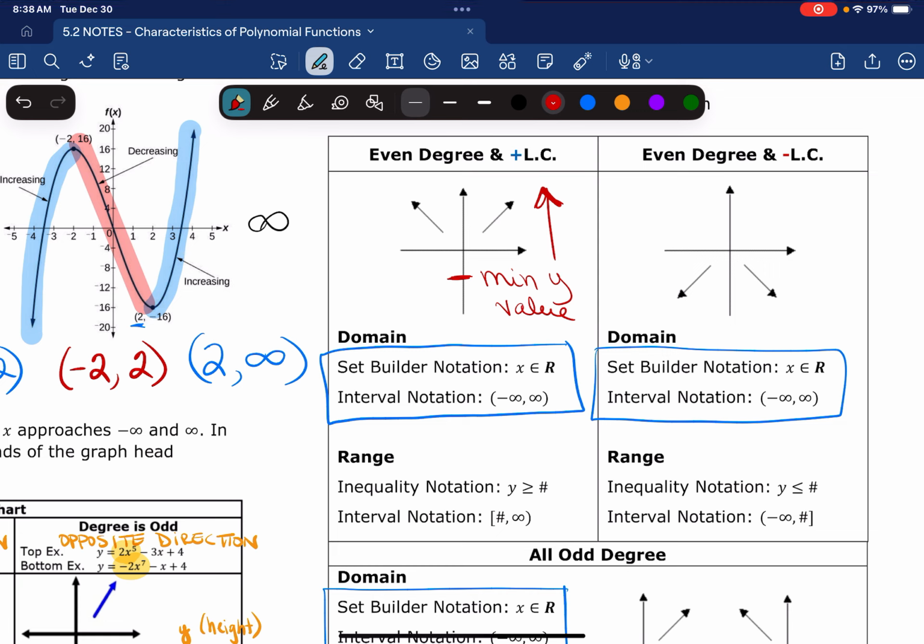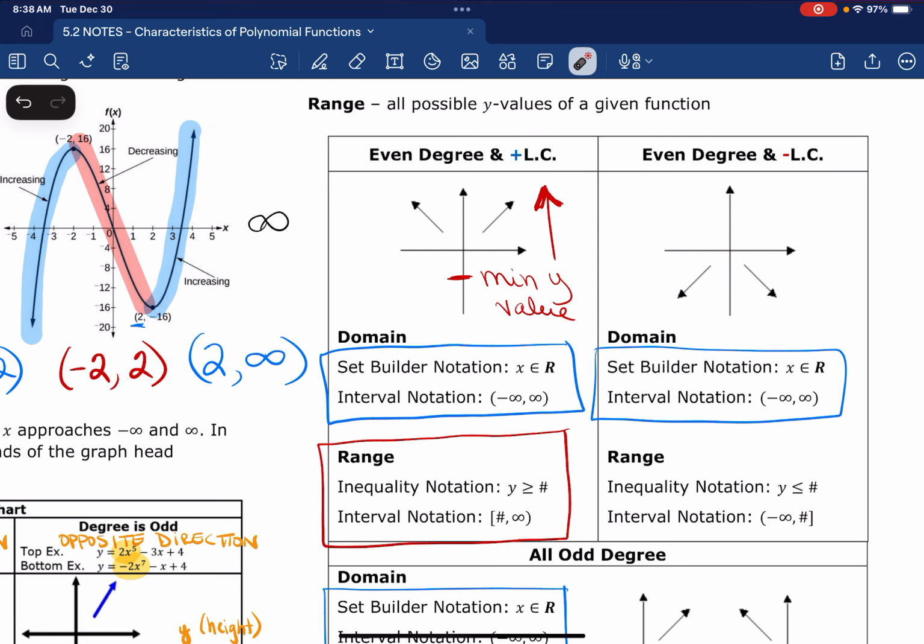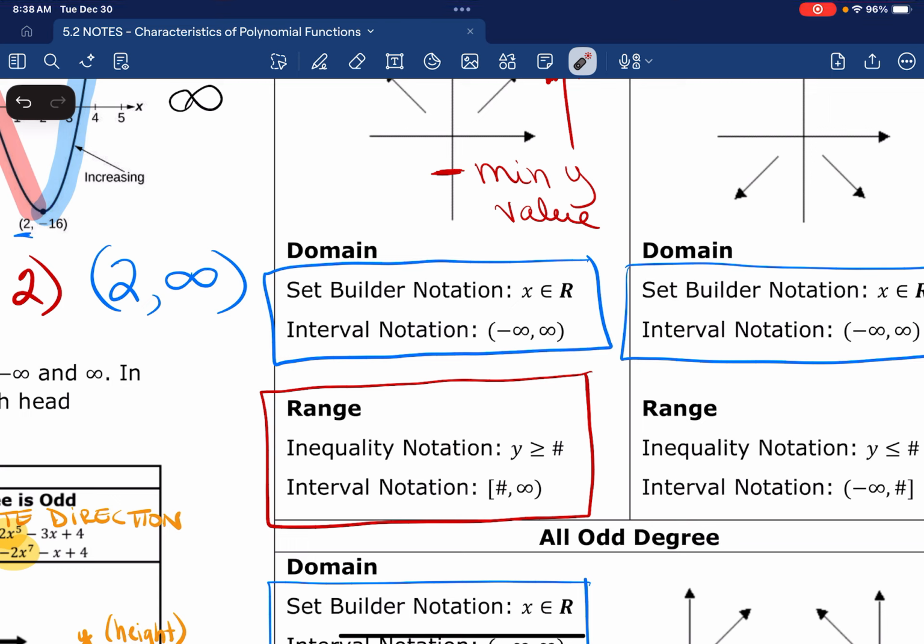That's an arrow. I don't know what that was supposed to look like. All right? The way that you would write that down in inequality notation would just be y is greater than or equal to whatever that minimum number is. Okay? If you were writing it in interval notation, you would use a square bracket instead of a parenthesis because your graph actually touches that minimum value. So you would do square bracket, minimum value, all the way to positive infinity, close parenthesis.